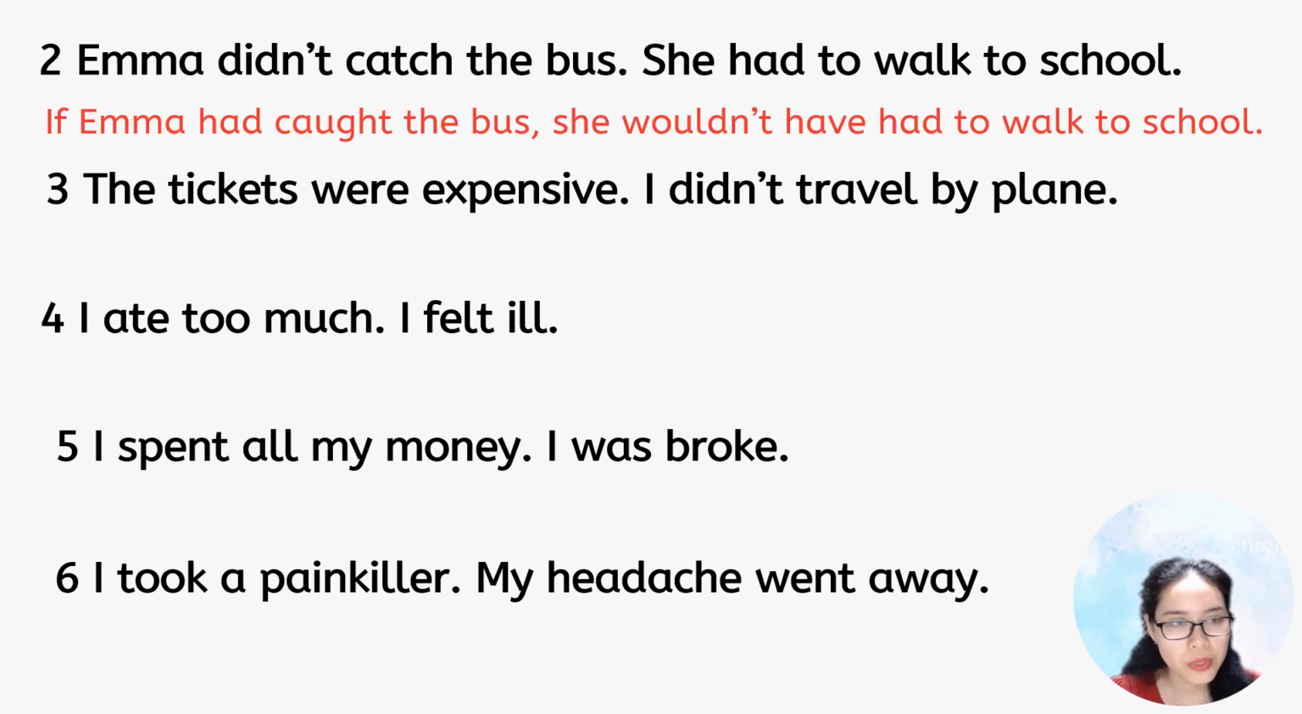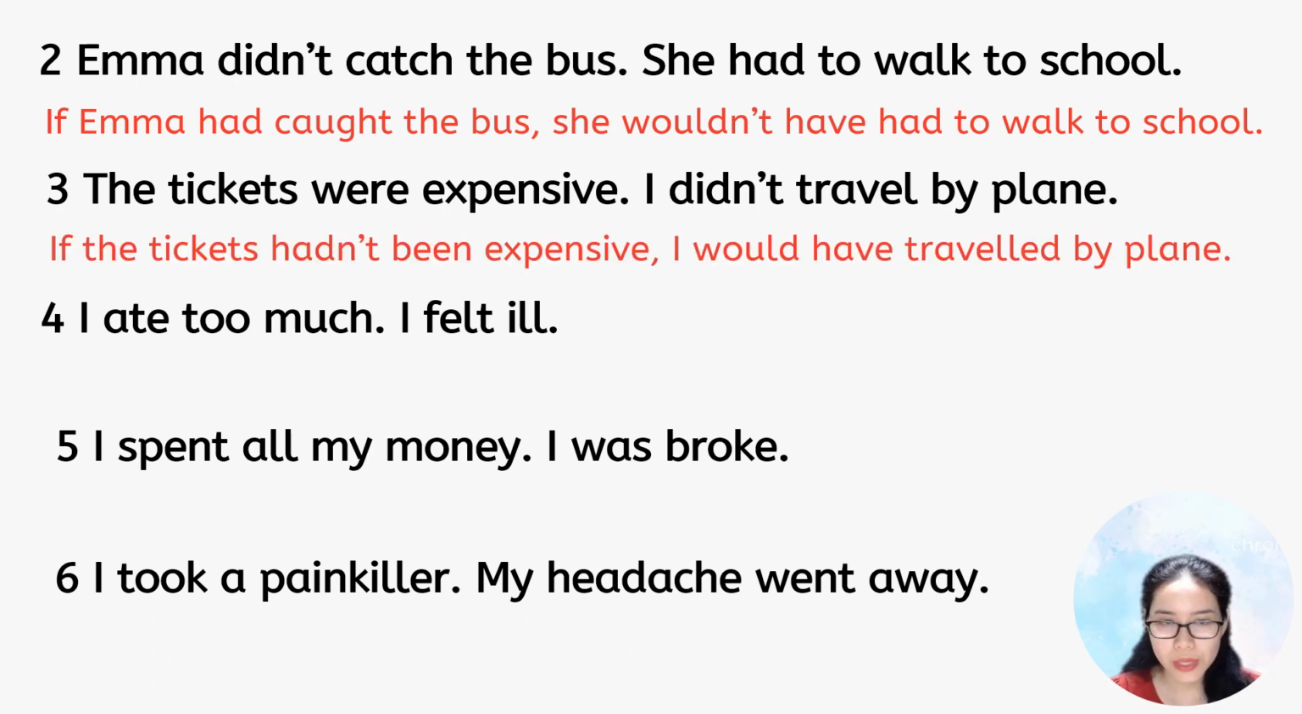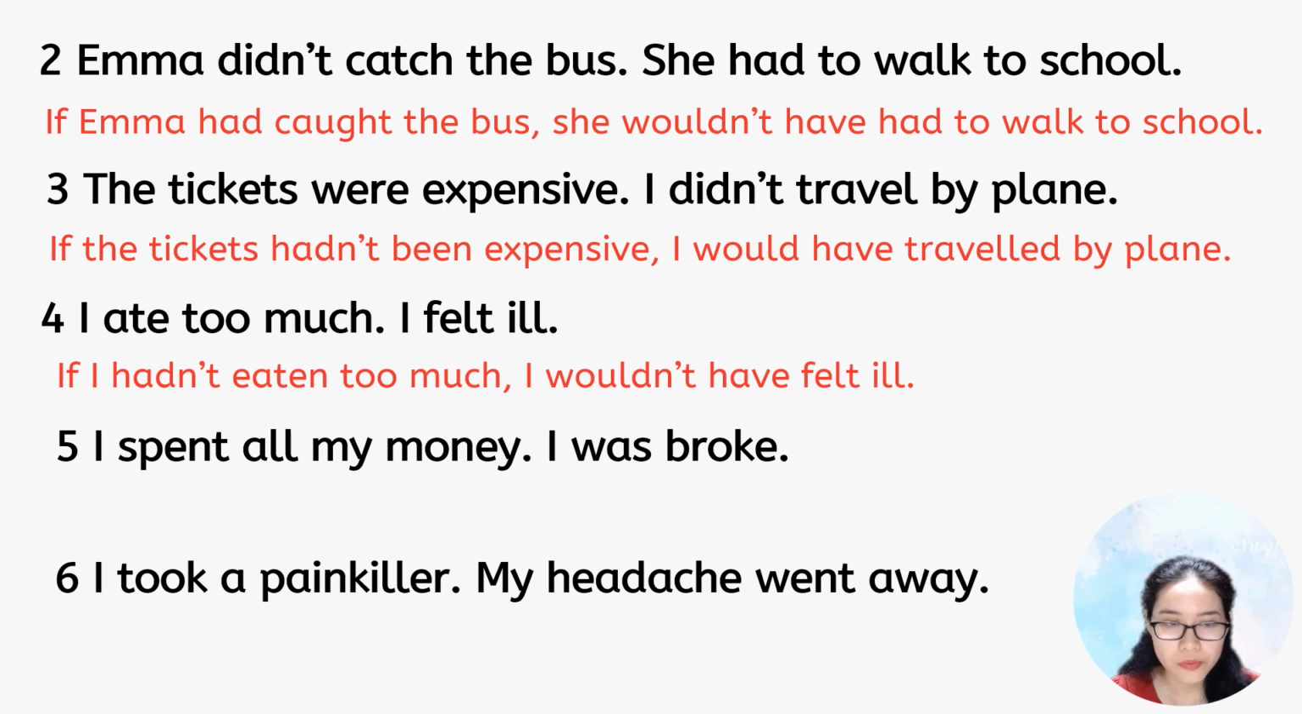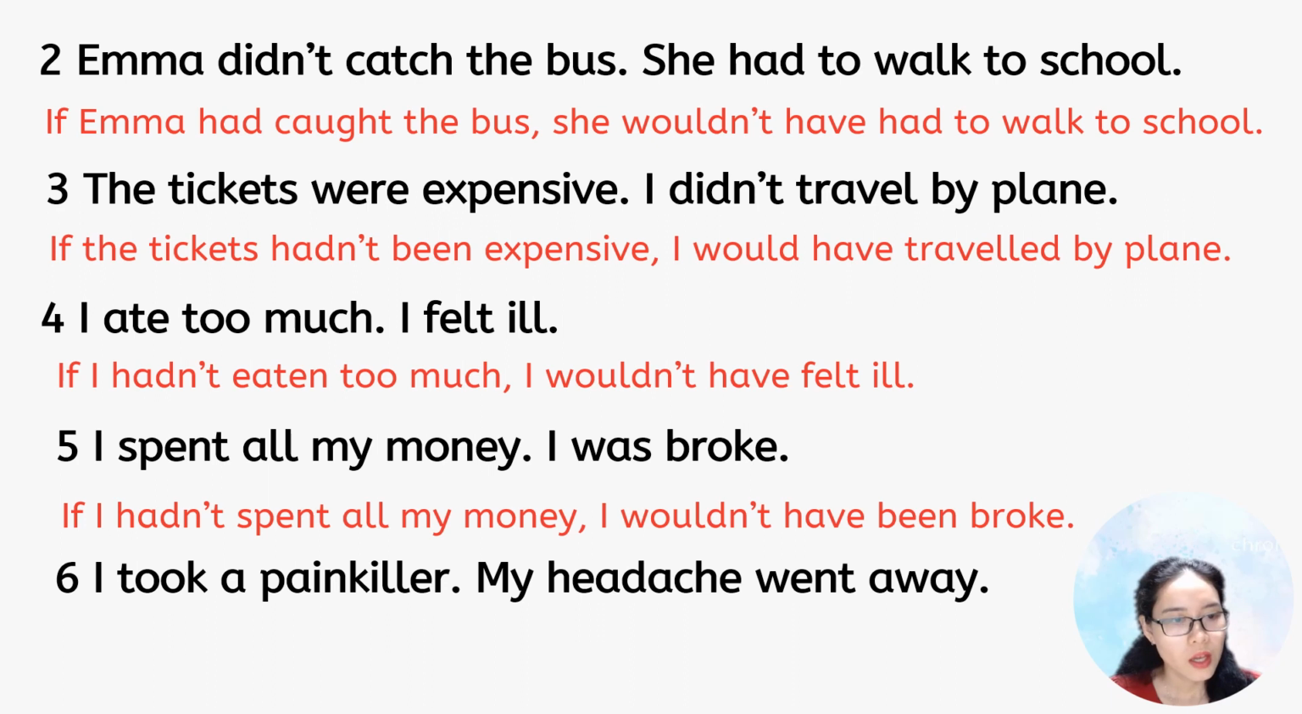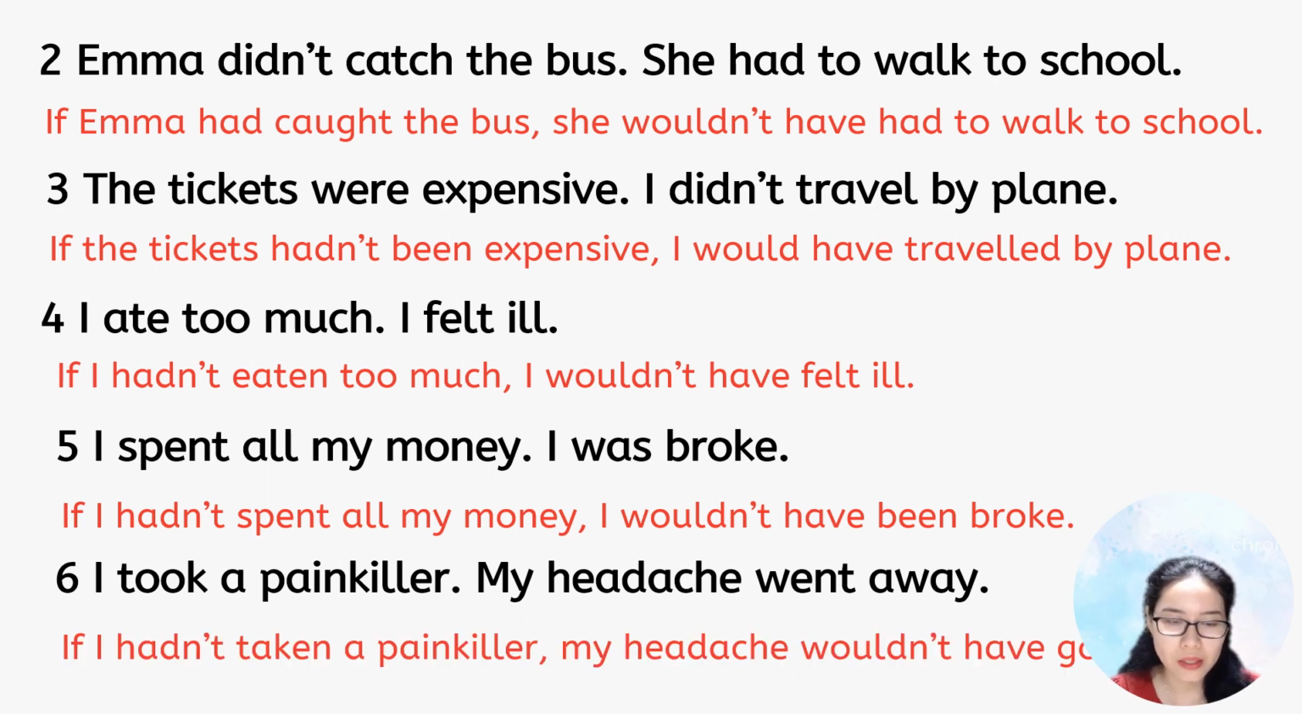So number 2, we have, if Emma hadn't caught the bus, she wouldn't have had to walk to school. Number 3, if the tickets hadn't been expensive, I would have traveled by plane. And number 4, if I hadn't eaten too much, I wouldn't have felt ill. And number 5, if I had spent all my money, I wouldn't have been broke. And number 6, if I hadn't taken a painkiller, my headache wouldn't have gone away.